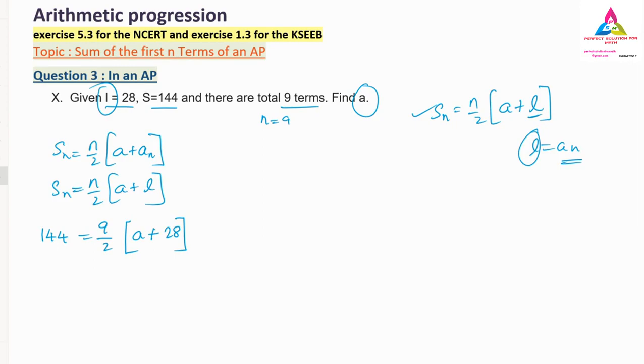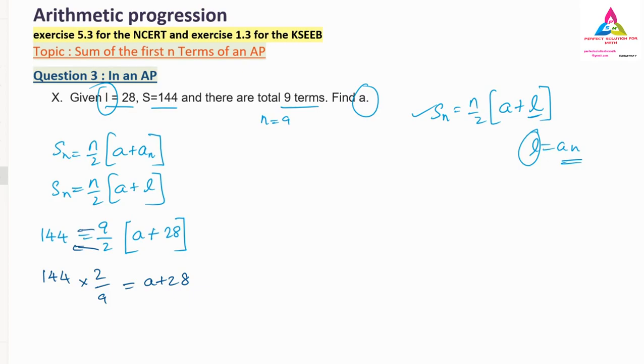Now what is next? We have to shift this 9 by 2 to the other side. We can't cancel directly, because 9 is an odd number and 2 is an even number, so we move on to shifting. When you shift the 9 by 2 to the other side, 144 remains as it is, and 9 by 2 turns into 2 by 9. It becomes reciprocal: the numerator goes to the denominator and the denominator comes to the numerator. So what is left is a plus 28.